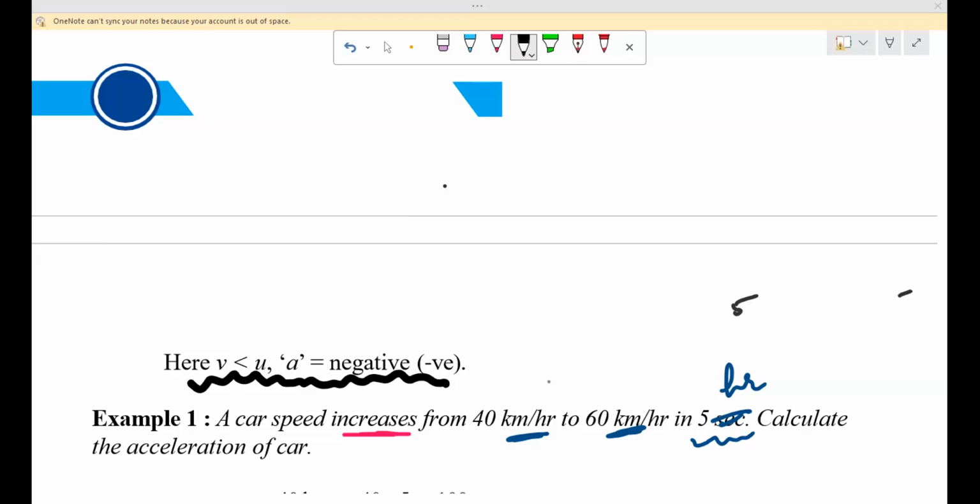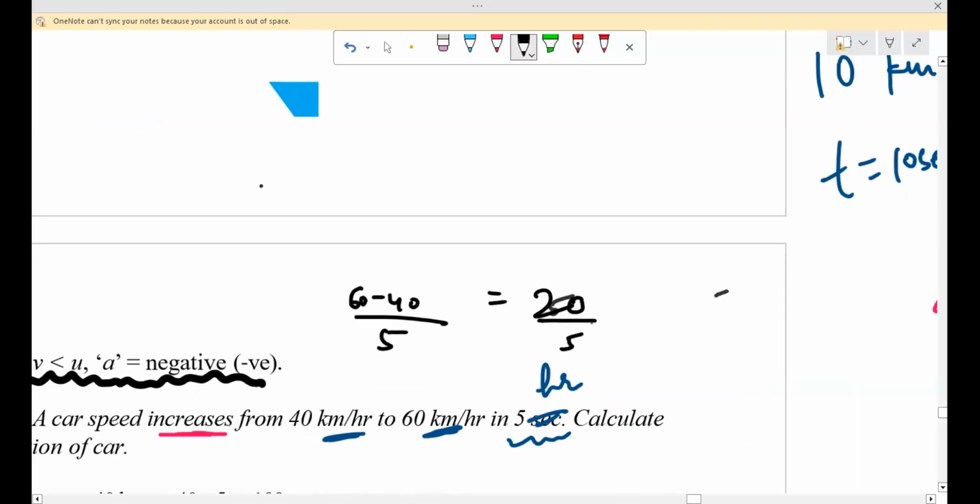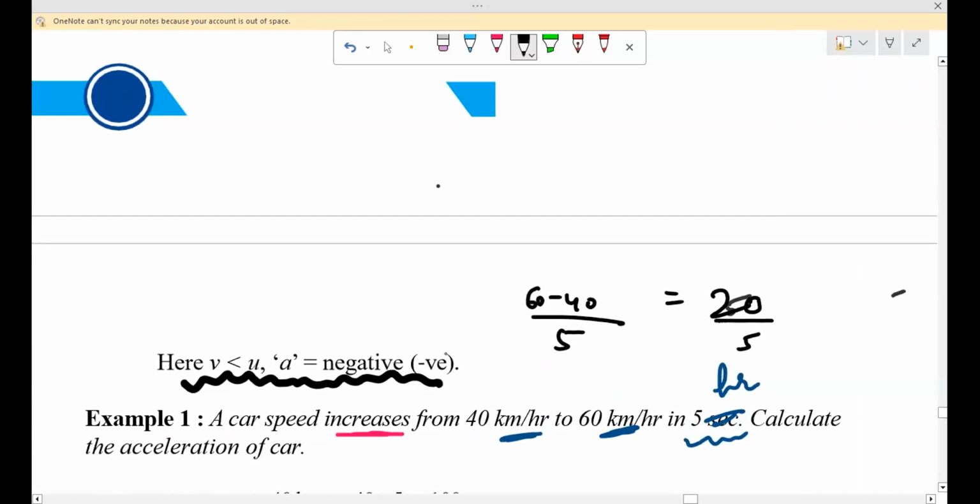What will you write in the time? So, 60 minus 40 upon T. 20 kilometer per hour upon T. Where is T? So 60 minus 40 will be 20, 20 upon 5, right? Cancel it. What will you get? 4 kilometer per hour square.